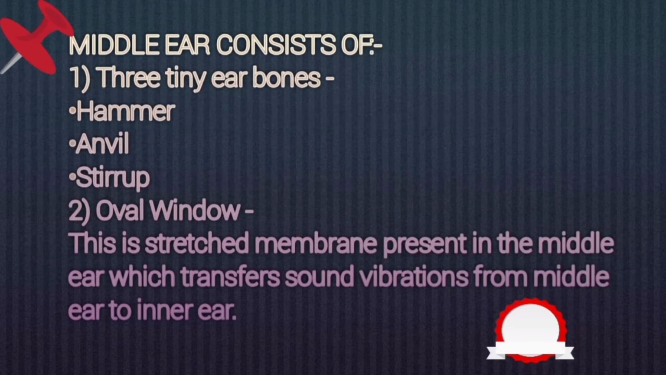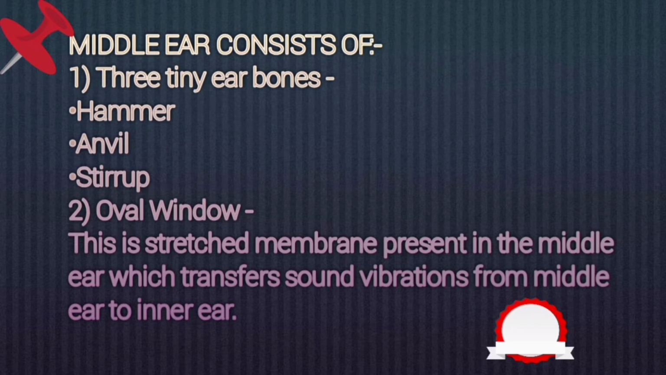The middle ear mainly consists of three tiny ear bones. These three tiny ear bones, present in the middle section of the ear, help in transferring the vibrations to let us hear. First is the hammer, second is the anvil, and third is the stirrup. Next, present in the middle section of the ear, is the oval window.